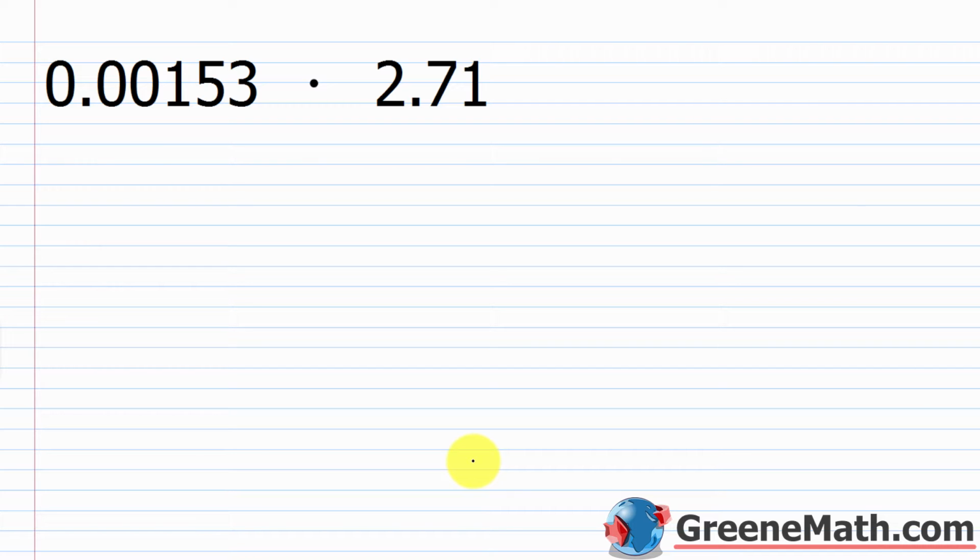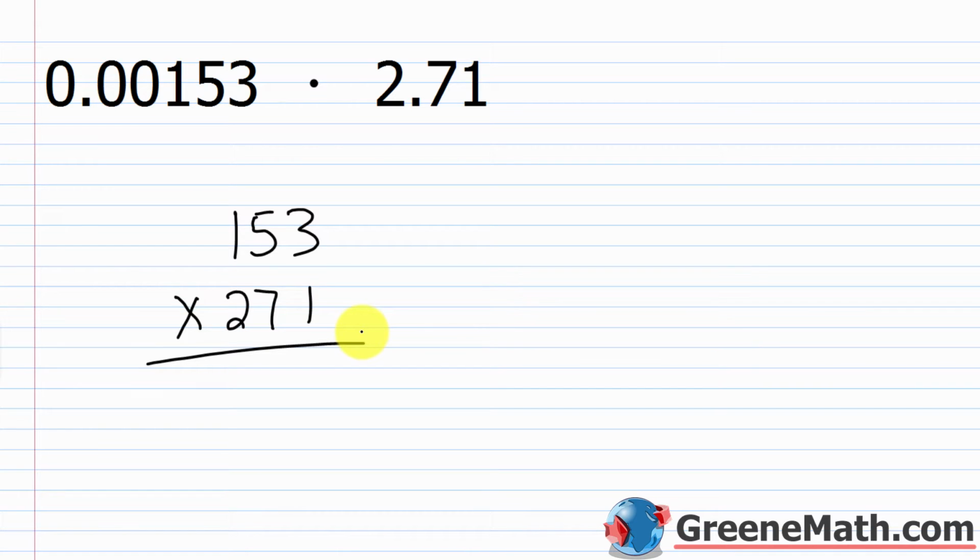Okay, for the next one, we have 0.00153 times 2.71. Again, I'm going to ignore the decimal points and pretend I had 153 times 271. And I just multiply. So 1 times 3 is 3, 1 times 5 is 5, and 1 times 1 is 1. Now I'm going to the tens place, so I need to move to the left in my answer. 7 times 3 is 21. Put a 1 down, carry the 2. 7 times 5 is 35, plus 2 is 37. 7 down, carry the 3. 7 times 1 is 7, plus 3 is 10.